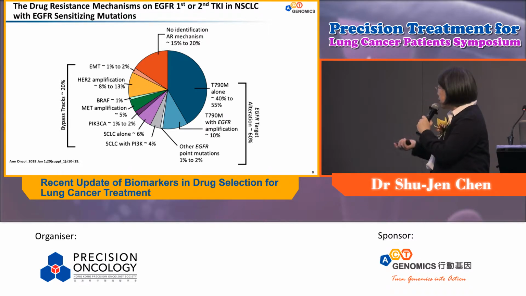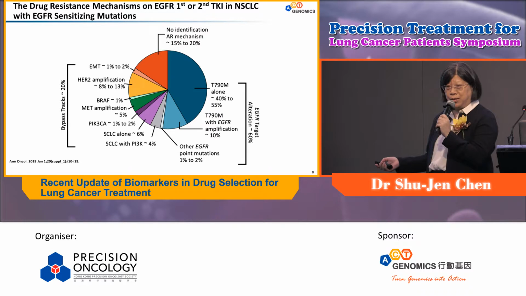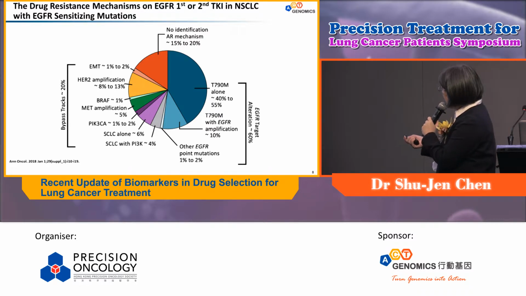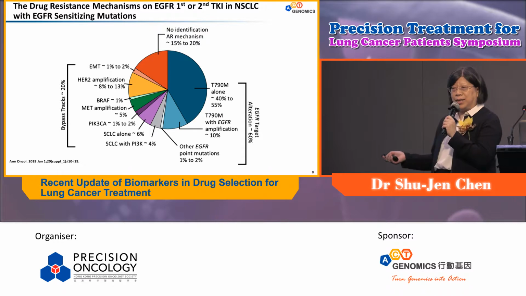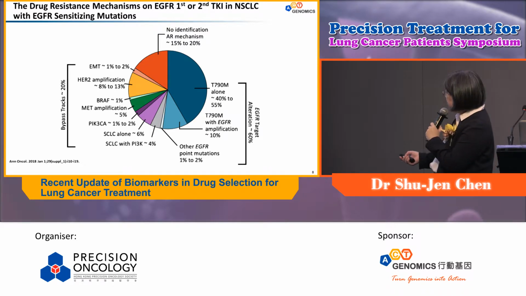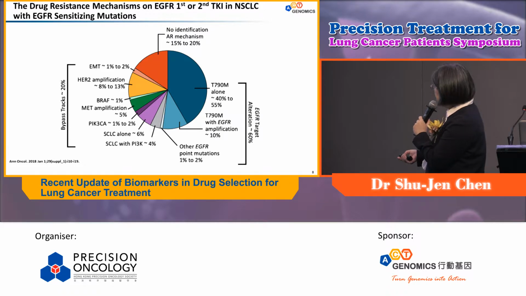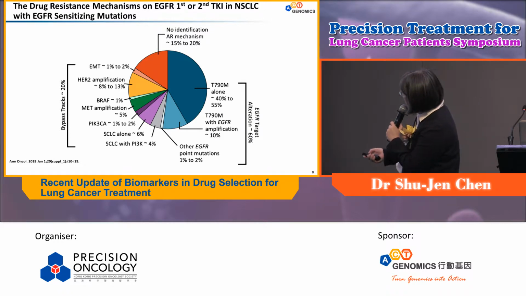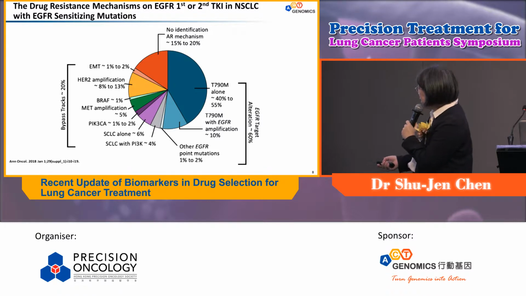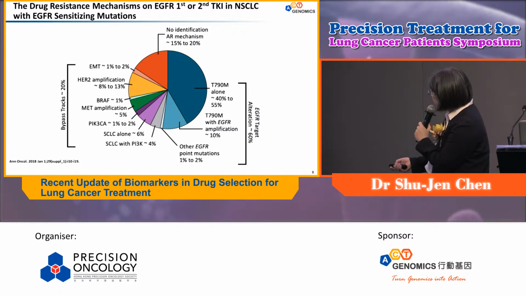And so if we look at the distribution, we can easily see that at least about half of the patients develop resistance by developing the T790M mutation. So this will be the main resistance mechanism. For the remaining mechanisms, you can see here, some will develop bypass mutation. Others will transform into small cell lung cancer.